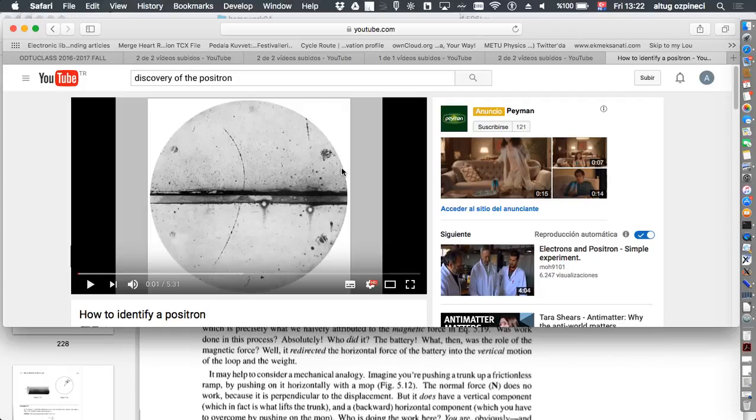By just measuring this curvature, this curvature, they already knew more or less what the energy of this particle was. So they know the energy, so they know the velocity. They know B. They can measure the radius. They know R. So that means they can measure the Q over the mass ratio. And it just turned out that the Q over the mass ratio of this particle is exactly equal to that of the electron, but with opposite charge. So that was the discovery of the positron.